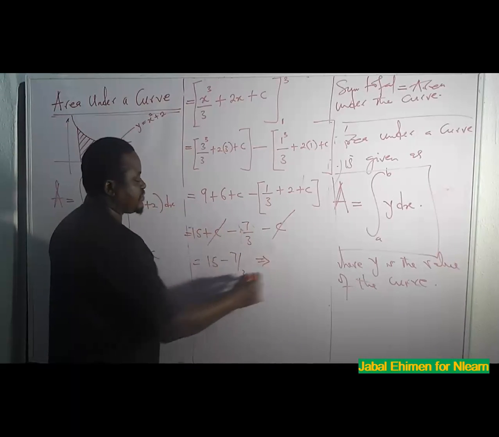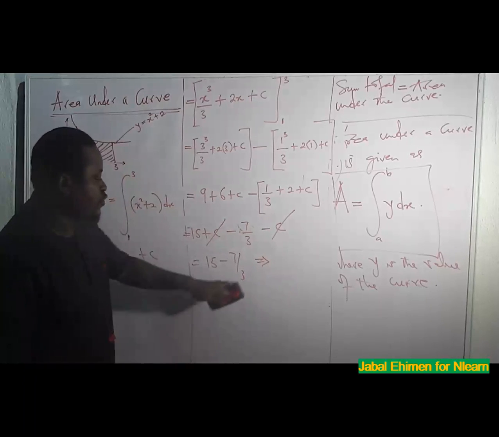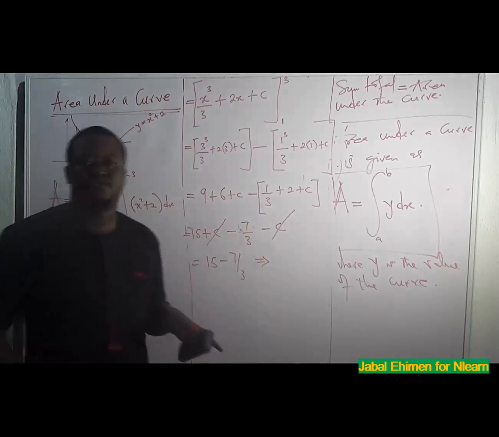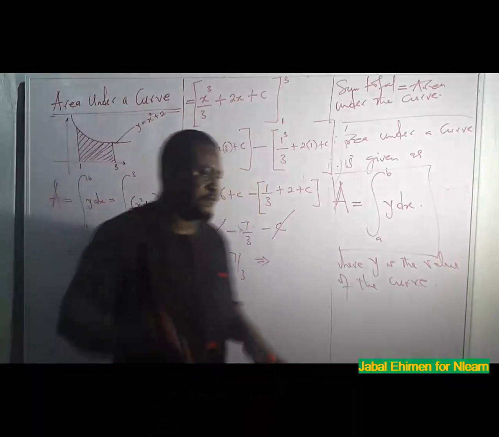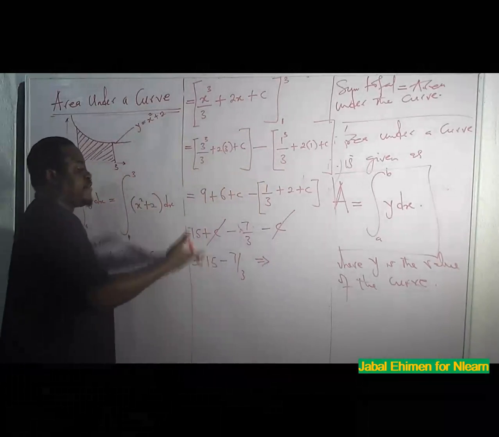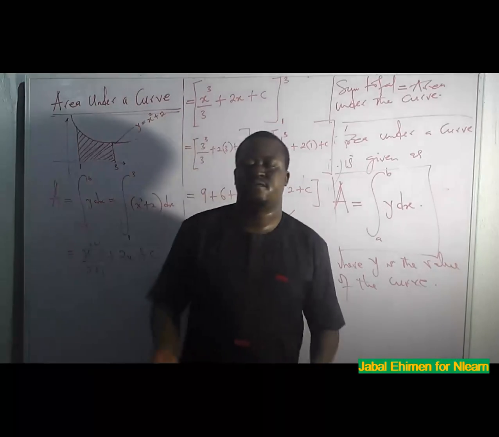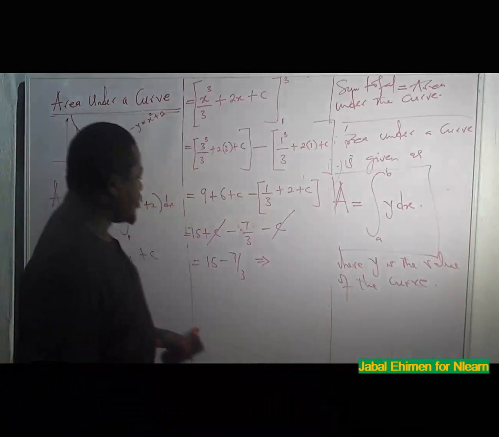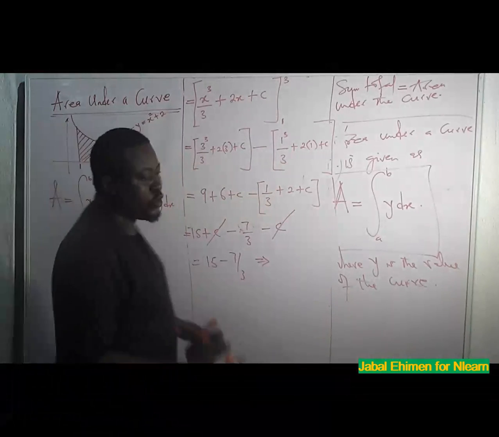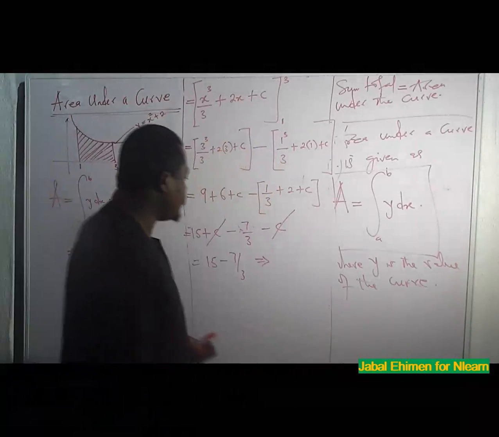So in context, let's finish this up. If you have 3 times 15, that's 45. 45 minus 7, you remove 7 from 45, and you have the value of 38.